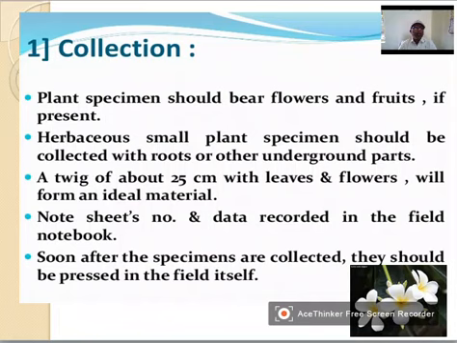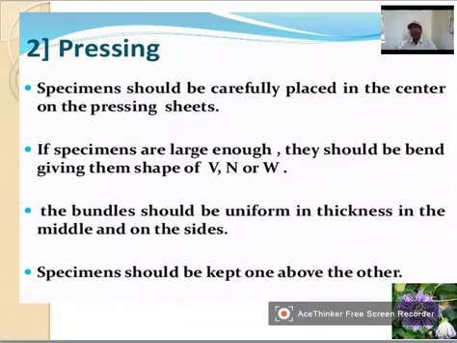Now, pressing. Specimens should be carefully placed in the center on the pressing sheets. If specimens are large, they should be bent, giving them a V-shape, N-shape, or W-shape.